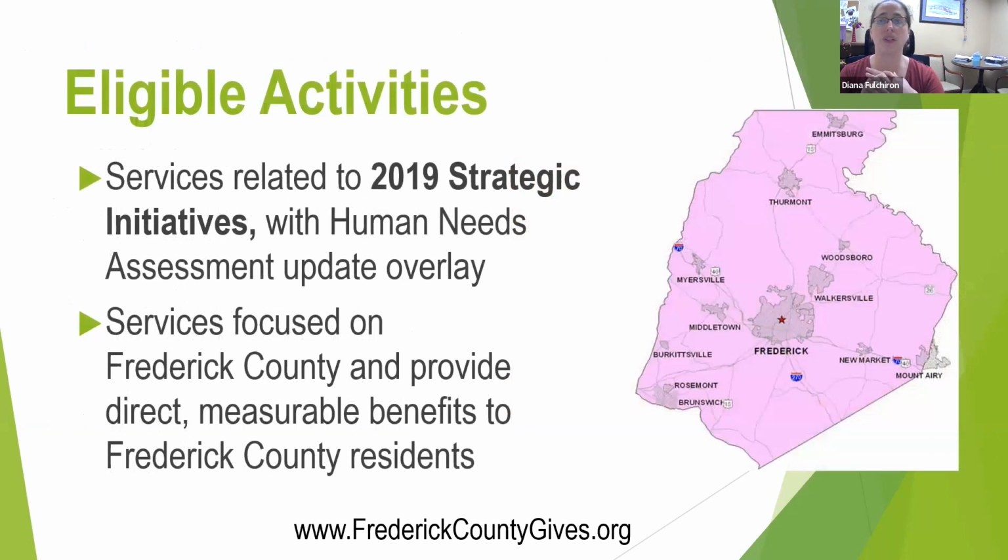To be eligible for a strategic grant, you have to be providing services that are related to our 2019 strategic initiatives, and there's a preference for the human needs assessment update overlay, and we'll be getting into more information on that if that makes no sense to you right now. Additionally, the services have to be focused on Frederick County and provide direct measurable benefits to Frederick County residents. So you don't have to be located in Frederick County as an organization, but we only fund services that impact Frederick County.